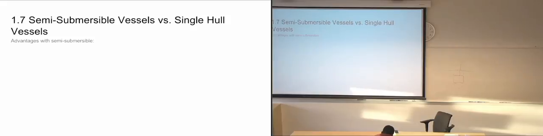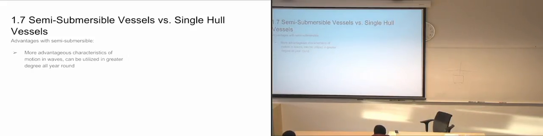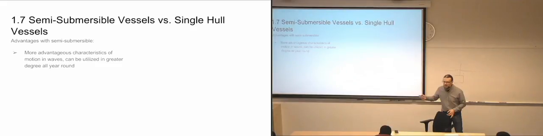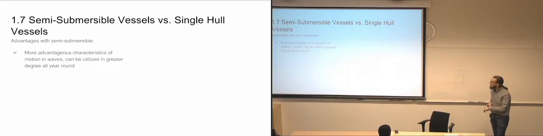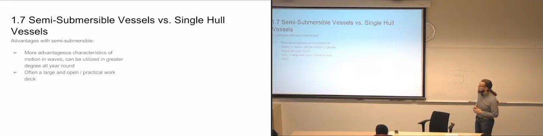So the advantages that we get if we use the semi-submersible is that we have a more advantageous characteristic with regards to the motion of the waves, and we can use a semi-submersible rig more all year around, basically because it doesn't get all that much affected by the heave motions as a single hull vessel would be. So even though we get much larger waves in the winter months, you might still be able to do the operation from a semi-submersible.